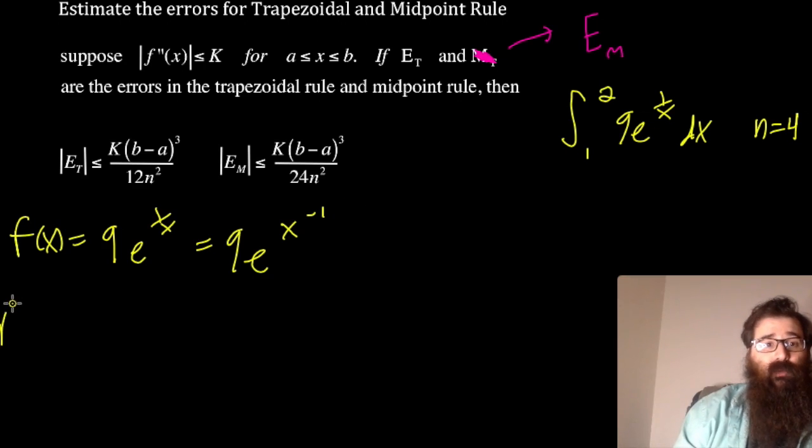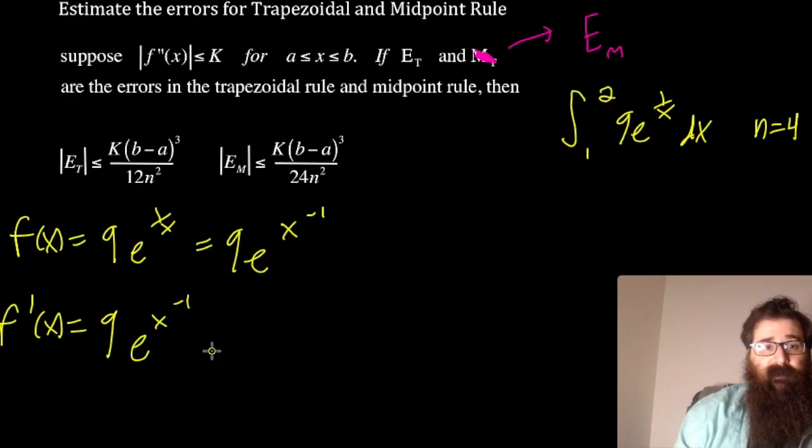Now, if I take the first order derivative, f prime of x, I'm going to need chain rule for this. So we get 9 comes along as the coefficient. Derivative of e to the stuff is e to the stuff. But then I have to multiply by the derivative of the exponent, which gives me negative 1 x to the minus 2.